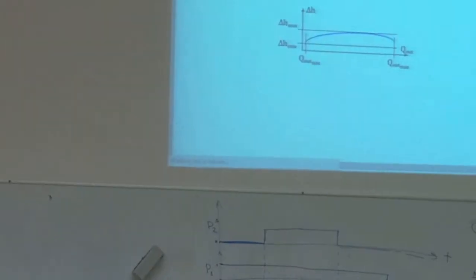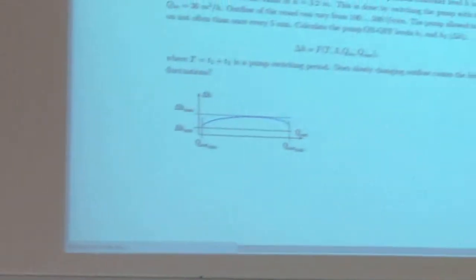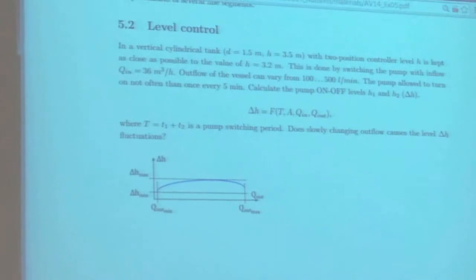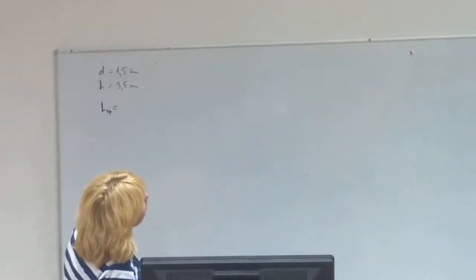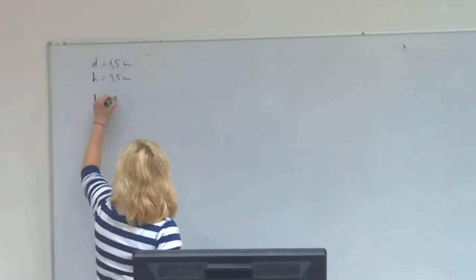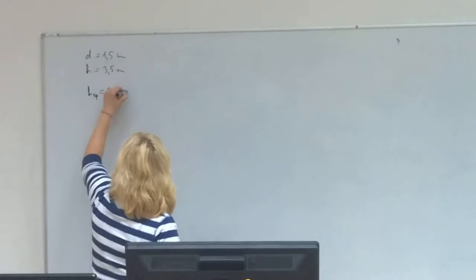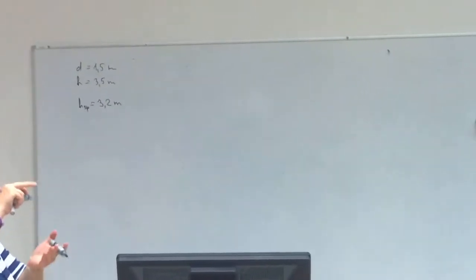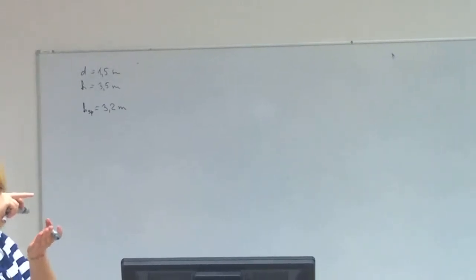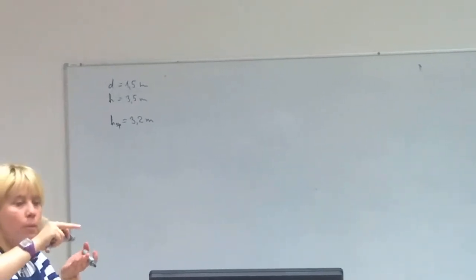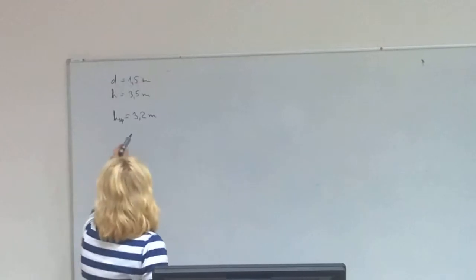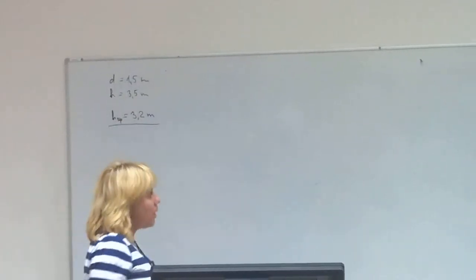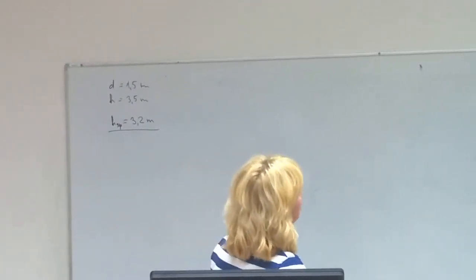So that means that we are dealing with on-off control. Our task is that we have our set point, and our set point is 3.5 meters. So basically our task is we would like to keep the liquid level as close as possible to our set point. But of course we have conditions.